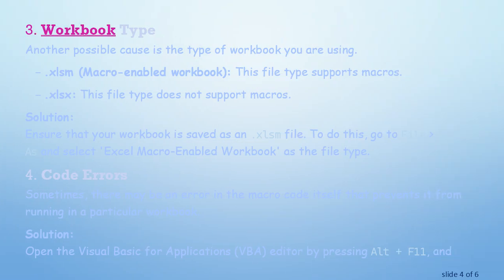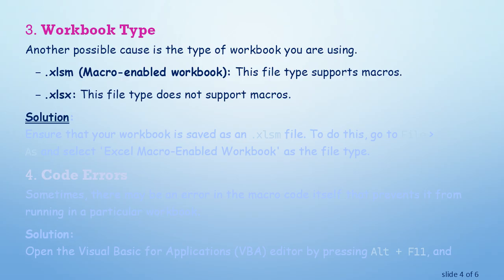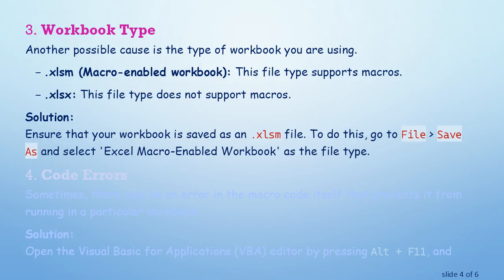3. Workbook type. Another possible cause is the type of workbook you are using. .xlsm, macro-enabled workbook: this file type supports macros. .xlsx: this file type does not support macros. Solution: Ensure that your workbook is saved as an .xlsm file. To do this, go to File, Save As, and select Excel Macro-Enabled Workbook as the file type.